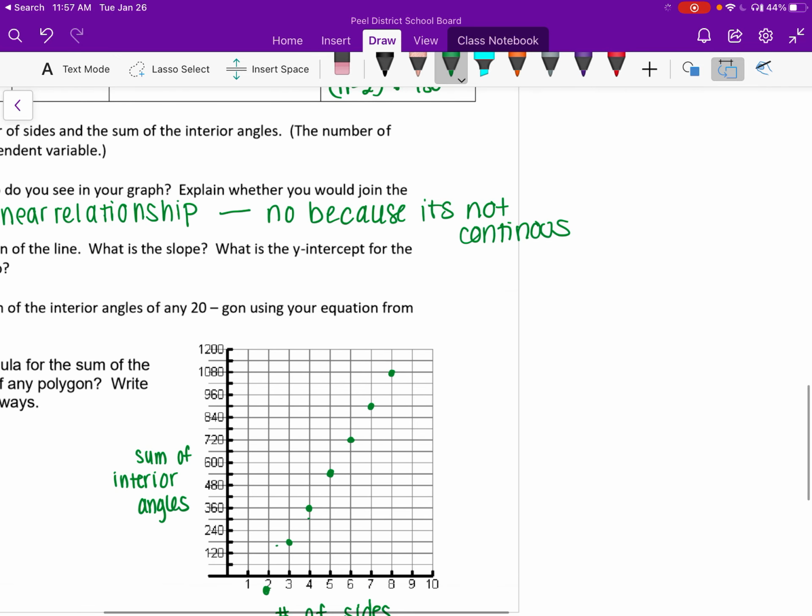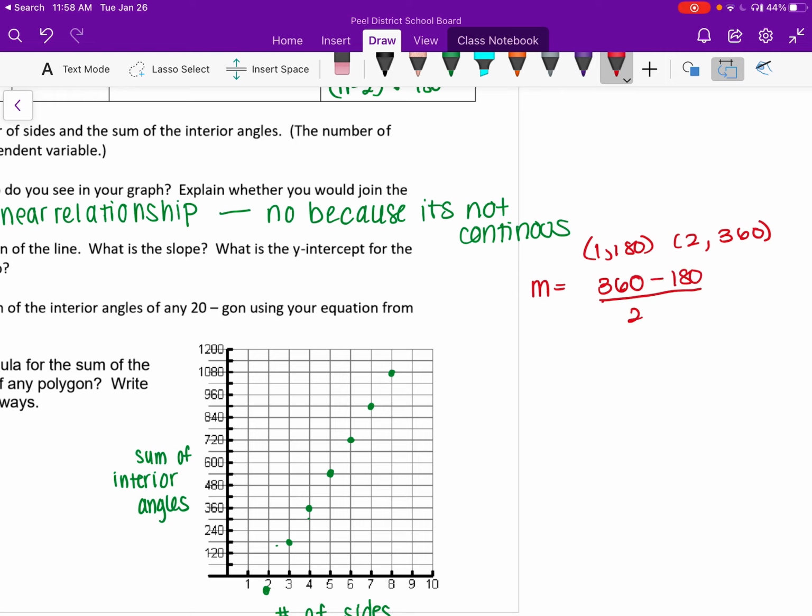So I'm going to do this over here on the other side. Let's find the slope. So slope is going to equal (y2 minus y1) over (x2 minus x1). I'm going to take 2 points on my graph. I'm going to take 1 and 180 because I like those numbers, and 2 and 360 because they were the easiest ones. So 360 minus 180 over 2 minus 1. 360 minus 180 gives me 180, divided by 2 minus 1, which is just 1. So my slope is 180.